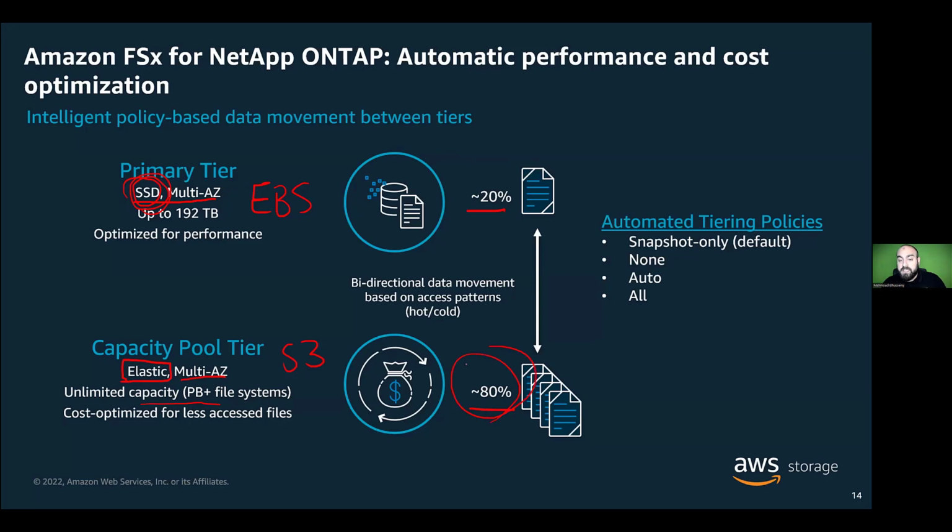So imagine if this 80% was on SSD, how much more you would have paid to keep that on SSD. You no longer need it to be hot, right? And when you need it, the system will bring it back to the SSD automatically in the back end. You don't have to manually do anything. So this intelligent data movement, I think, is an amazing feature that we have with the FSx ONTAP.